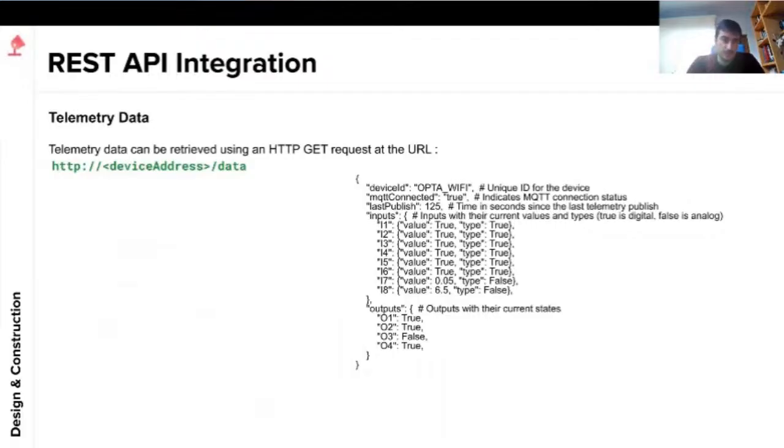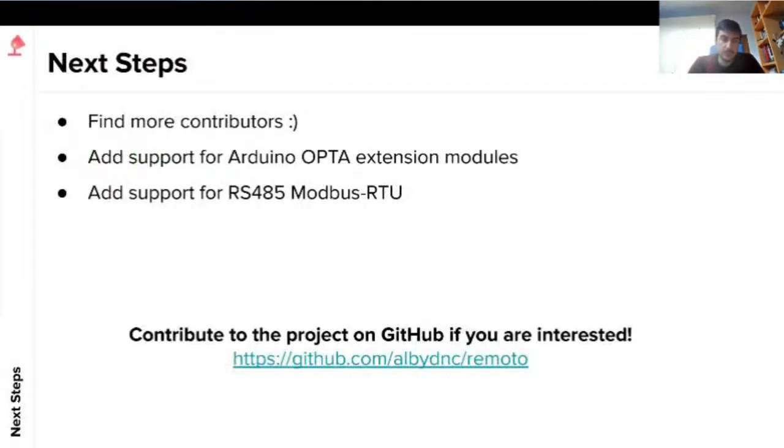Similar features are also available through the REST API. So telemetry data can be retrieved using the HTTP GET request at this address, and this will give you a JSON object as shown here with all of the information on the device. So this was the project.